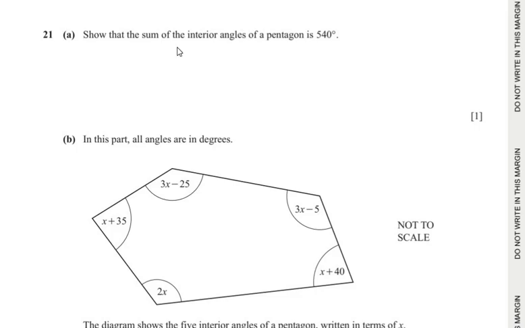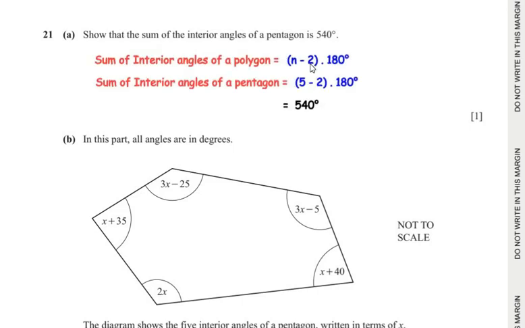Show that the sum of the interior angles of a pentagon is 540 degrees. Now the formula for the sum of interior angles of a polygon is (n minus 2) times 180 degrees, where n represents the number of sides the polygon has. Now here, since we have been given a pentagon, it has 5 sides.